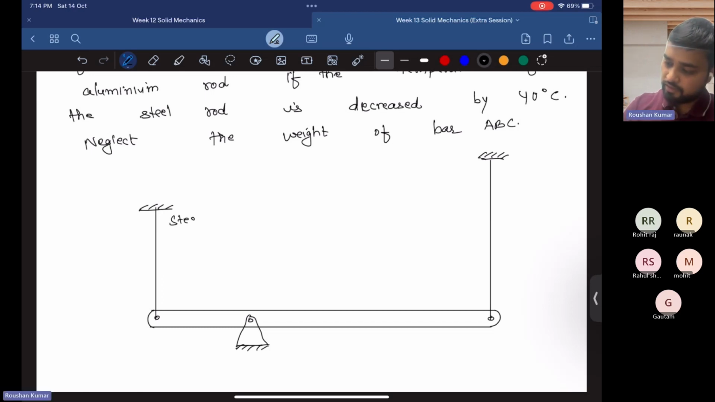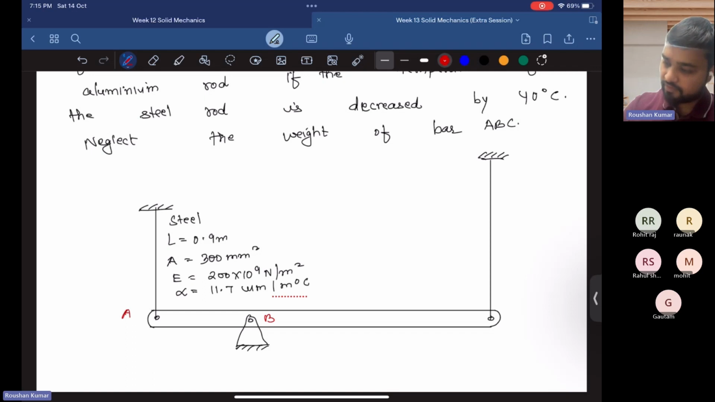So this is a bar of steel whose length is given as 0.9 meter. Area is given as 300 mm square. Young's modulus is given as 200 into 10 to the power 9 Newton per meter square. And alpha is given as 11.7 micrometer per meter degree Celsius. This is point A, this is point B, and this is point C.